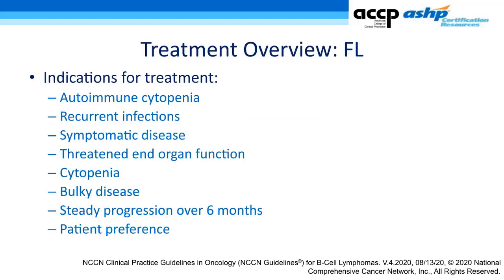How you would decide if it's time to initiate therapy in a patient with an indolent lymphoma are listed for you here. So things like recurrent infections or symptomatic disease, threatened end organ function, bulky disease, or steady progression over the past 6 months. And finally, the patient's preference in this situation.